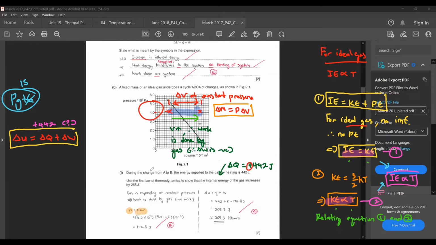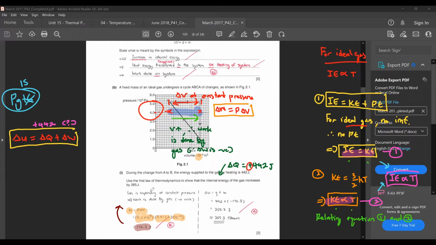Pressure times change in volume. The pressure is 5.2 times 10 to the power 5. The change in volume is from 1.6 to 5. So take the difference. Don't forget the power of 10 inside. You're going to get the answer as 176.8 joules. Now from there, you can try to explain whether it's going to be positive or negative.